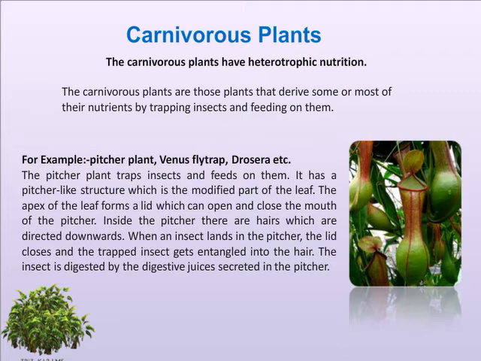Inside the pitcher, there are hairs which are directed downwards. When an insect lands in the pitcher, the lid closes and the trapped insect gets entangled in the hair. The insect is digested by the digestive juices secreted in the pitcher.